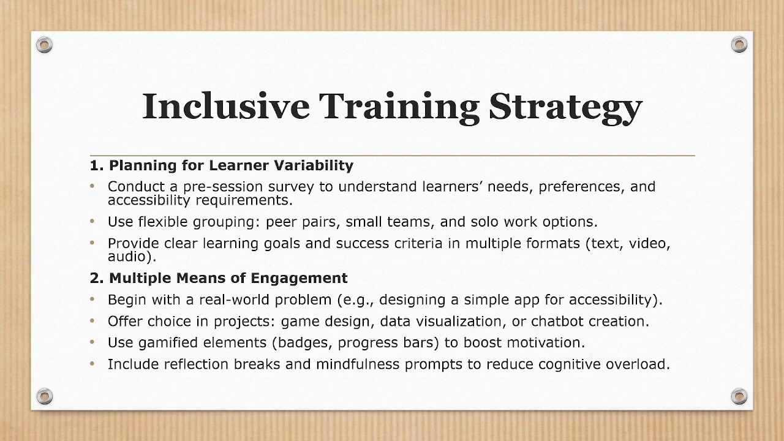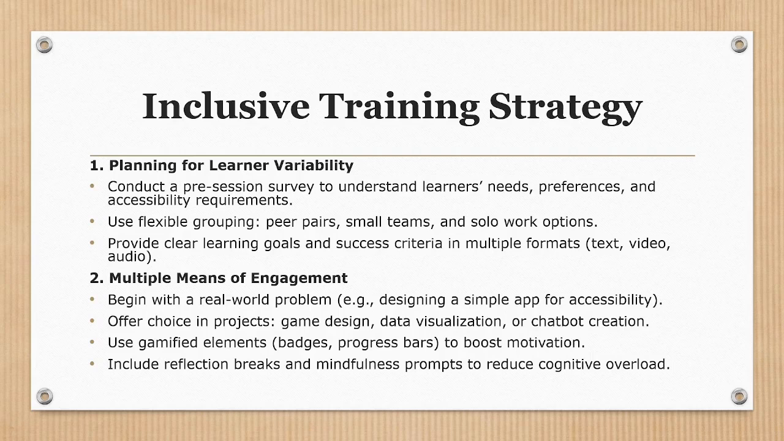Bullet number 2 under planning for learner variability: use flexible grouping. You have to put the peers in pairs, or form small teams, or give out solo work options. Then provide clear learning goals and success criteria in multiple formats, for example text, video and audio.